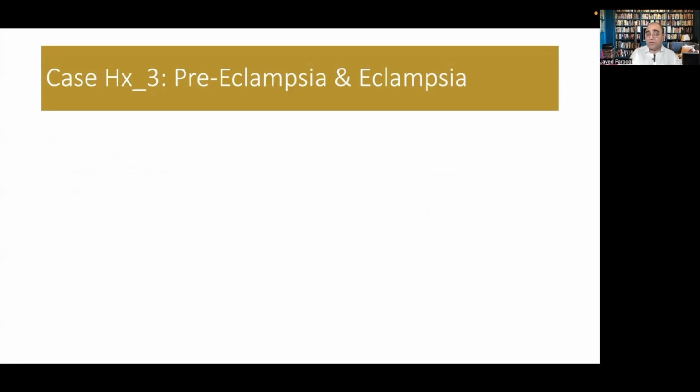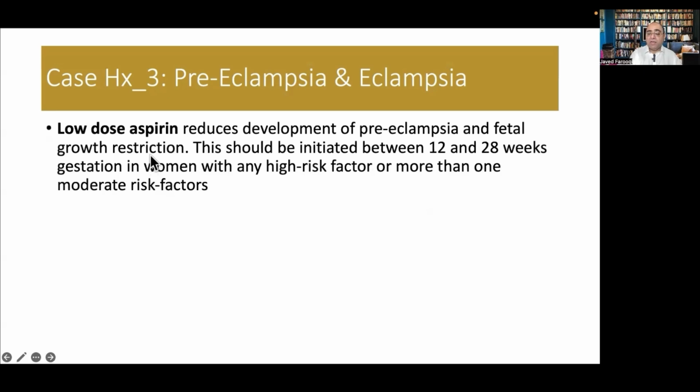Why is this important? It's important when you give them low-dose aspirin. The low-dose aspirin reduces development of preeclampsia and fetal growth restriction. This should be initiated between 12 and 28 weeks gestation in women with any high risk factors or more than one moderate risk factor.